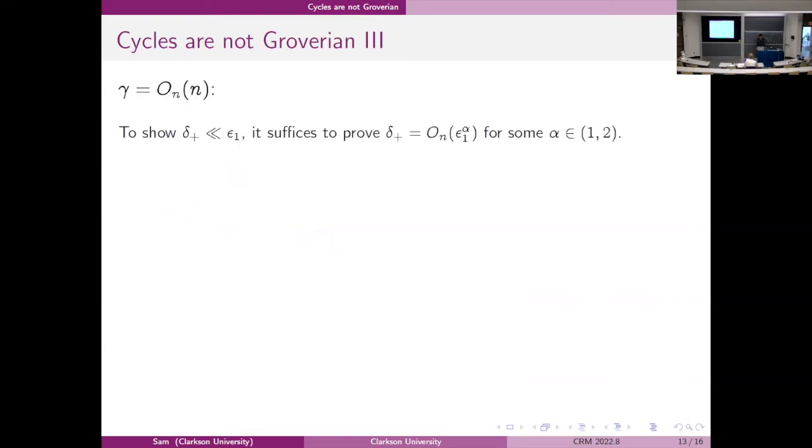The last case is when gamma is smaller than order n. So it's big O of n.